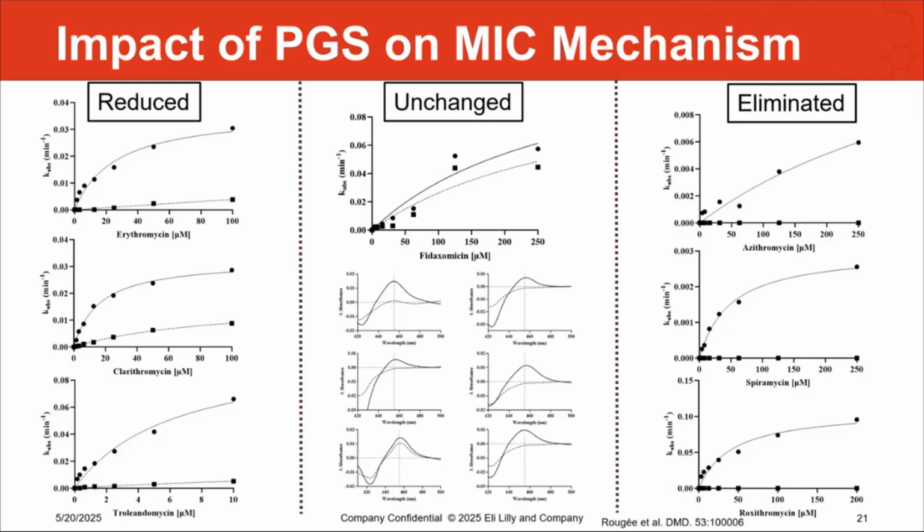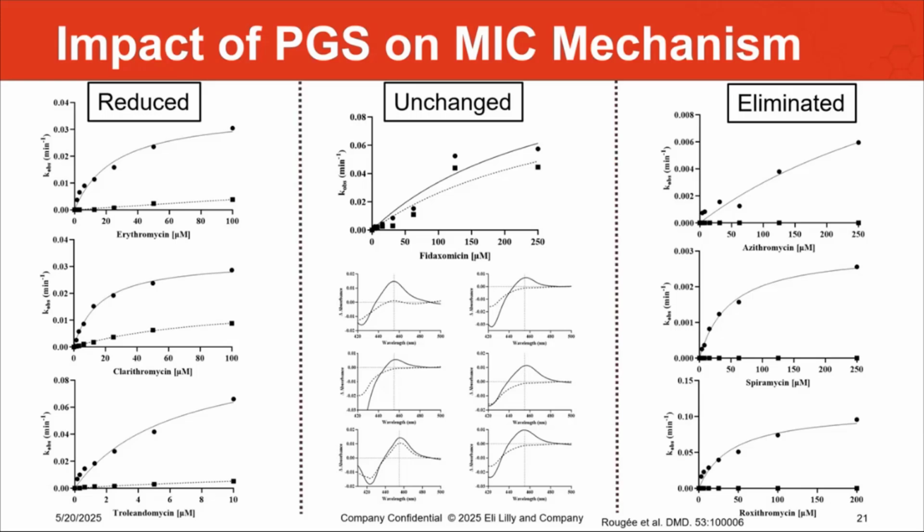Now, when we look at the formation of the metabolic intermediate complex, we see that we reduce the complex for the ones that we still see the TDI signal, whereas for those that are eliminated, we're no longer forming that MIC. Now, for fidaxomicin, we weren't able to observe an MIC formation. So it's likely that fidaxomicin's time-dependent inhibition is through a different mechanism than MIC formation.